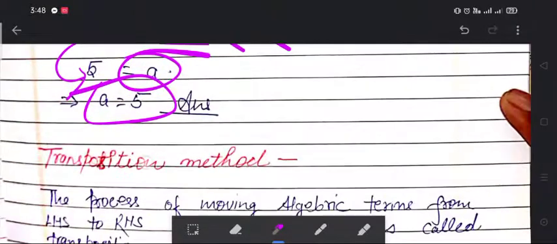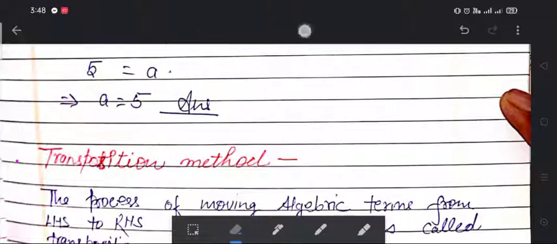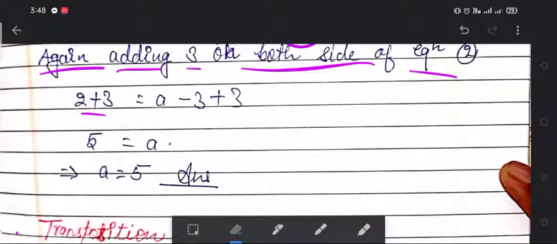Now let's see the second method, which is called the transposition method, that is the transforming method. So let us see what the transposition method is. In this method we transfer the terms from left hand side to right hand side in order to separate the variable of the given equation. To transfer, there is some rule that we have to follow.